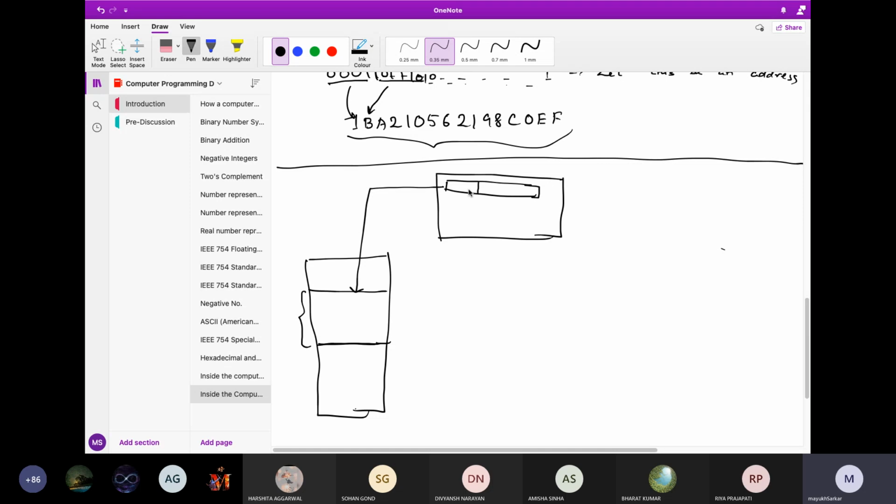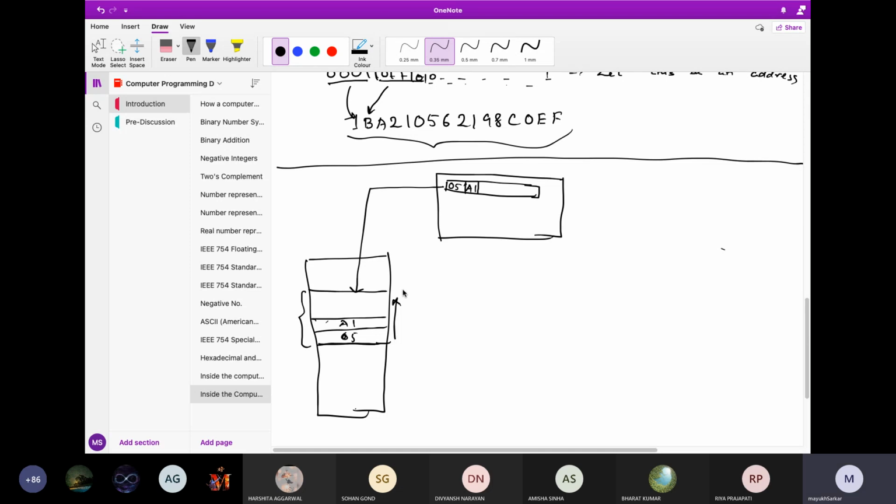Each 8-bit, say I'm writing in hexadecimal now, so 05. The 05 will come here, right? This byte. Then maybe the next byte is A1. So the A1 byte will come here, and so on. And it will go in the same way.